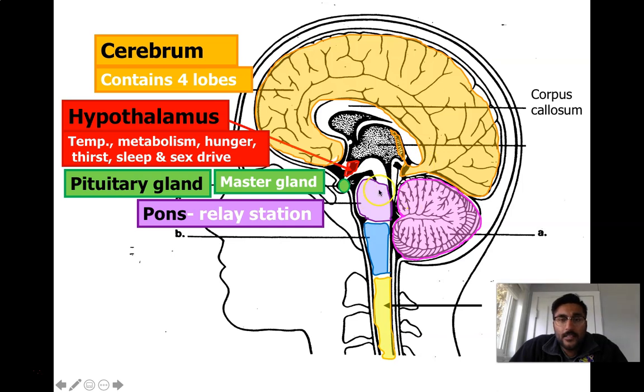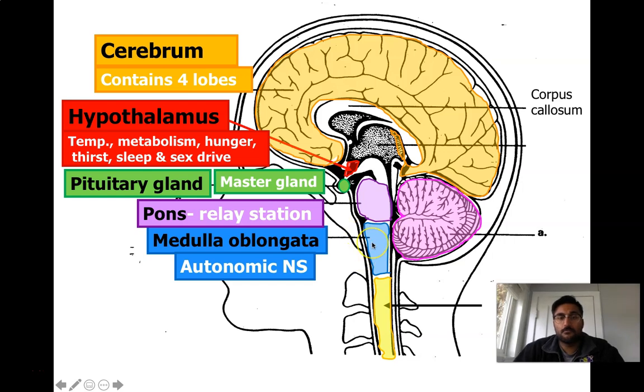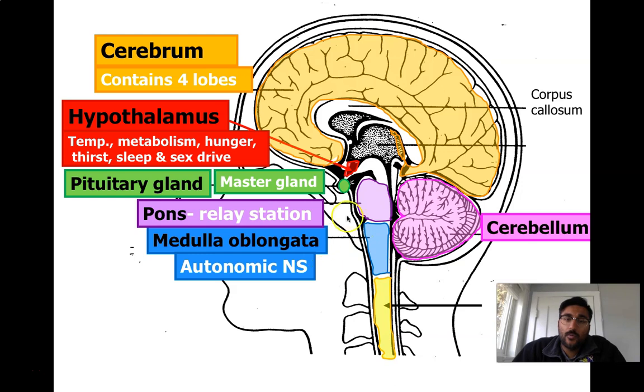The pons is kind of below that central brain area, above the, in the brainstem, kind of, and it's a relay station. It kind of connects things between the brain, spinal cord, and the cerebellum. The medulla oblongata has autonomic nervous system control. So remember, like your parasympathetic, sympathetic nervous system, right over here.